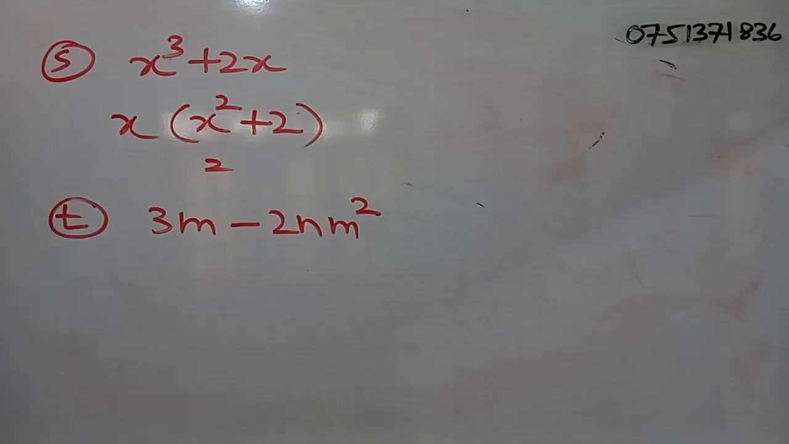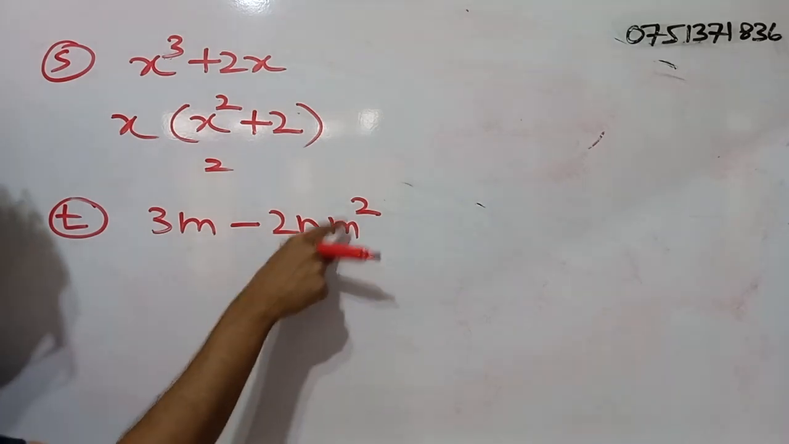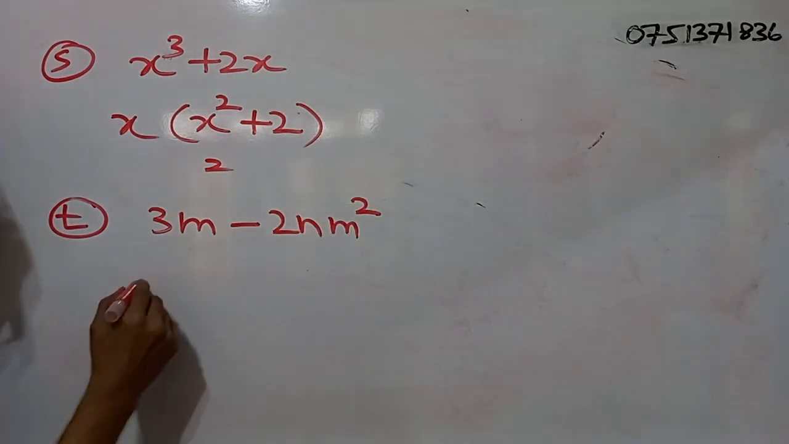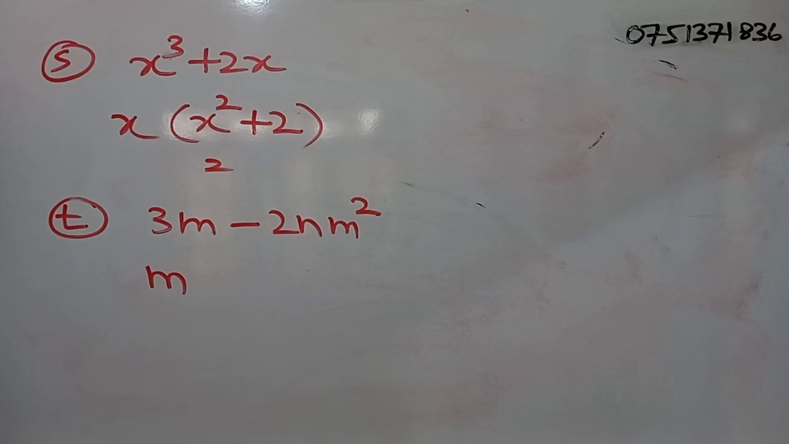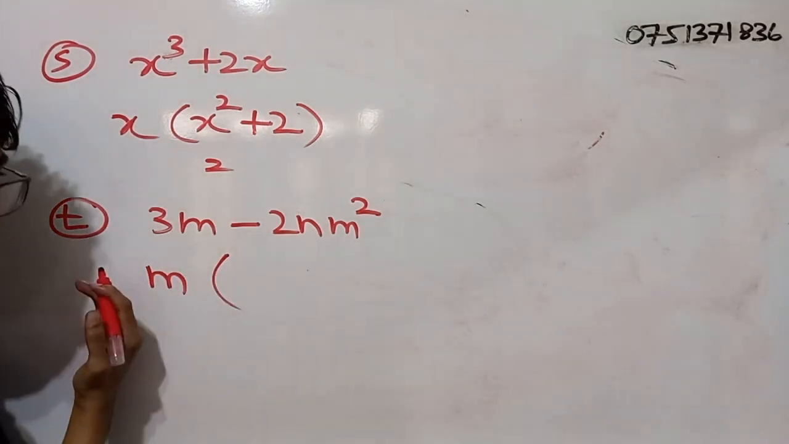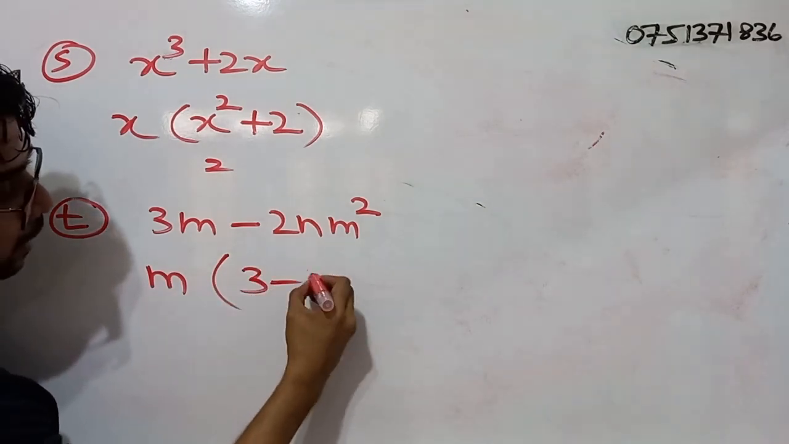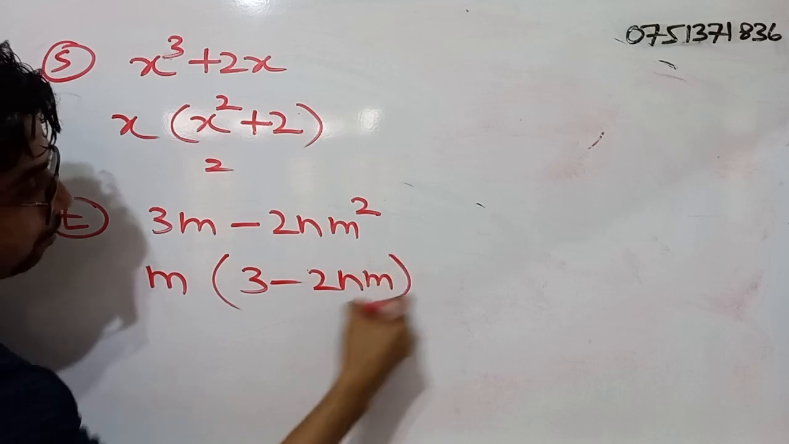Right. Simple T. So what do we have? 3m minus 2nm squared. So definitely we can take m as one factor. So that will be the only common factor, right? So what goes inside? 3 minus 2nm.